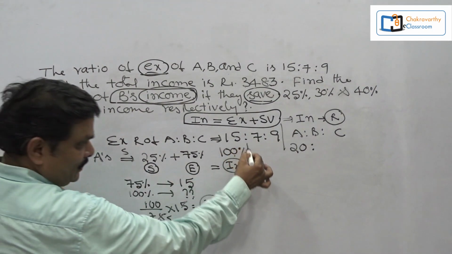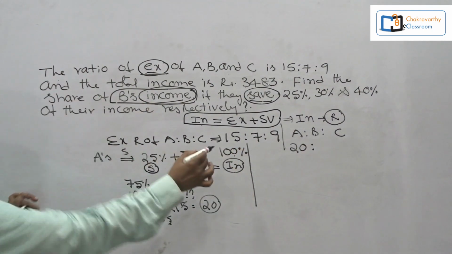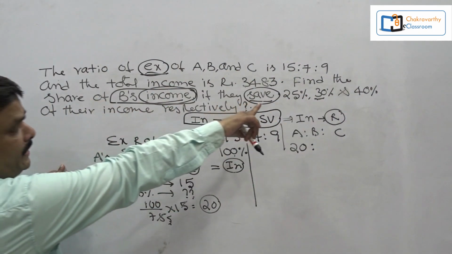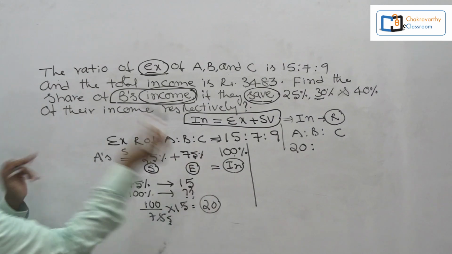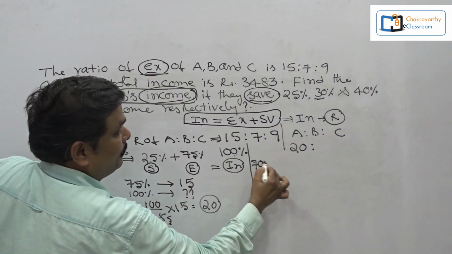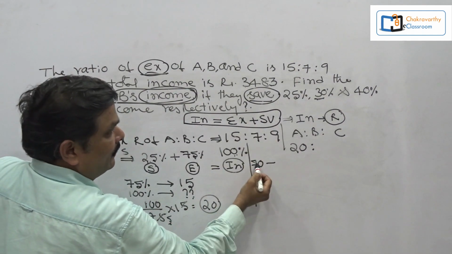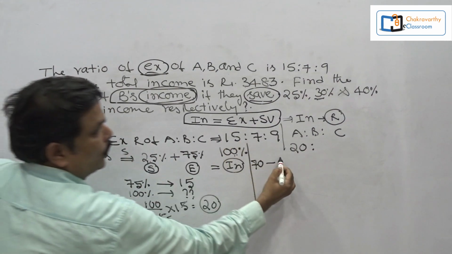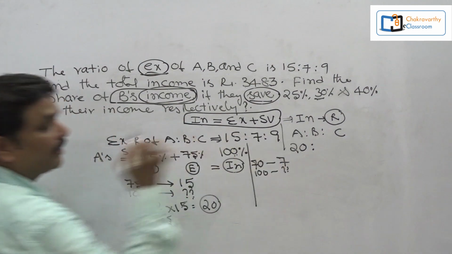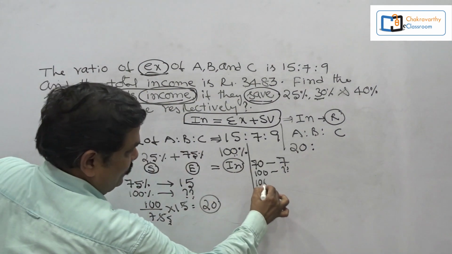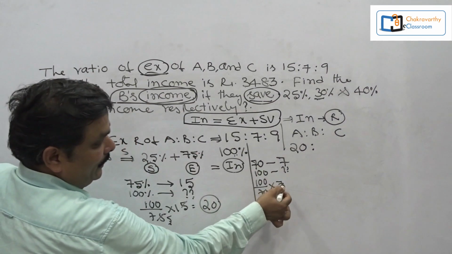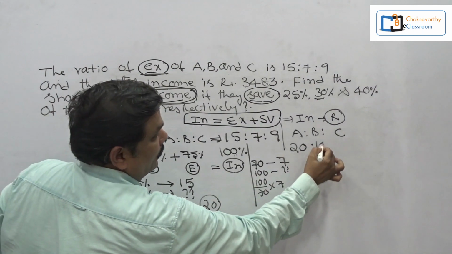Similarly you need to go for B and C. How to find out for B? B's saving is 30%. When 30% is saving, 70% will be the expenditure, equal to 100%. In that case, 70 is equal to, in the ratio, 7. 100 is equal to how much? So this should be 100 by 70 into 7. So this is 10 times and you will get 10.